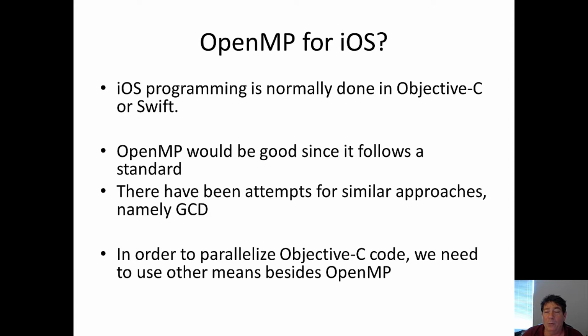iOS programming is normally done in Objective-C or Swift. OpenMP would be great since it offers a standard, and most people understand it fairly well. Unfortunately, it doesn't exist for iOS programming, but there have been attempts to develop similar approaches, such as GCD, which we will explore in this video. In order to parallelize Objective-C code, we need to employ other methods besides OpenMP.